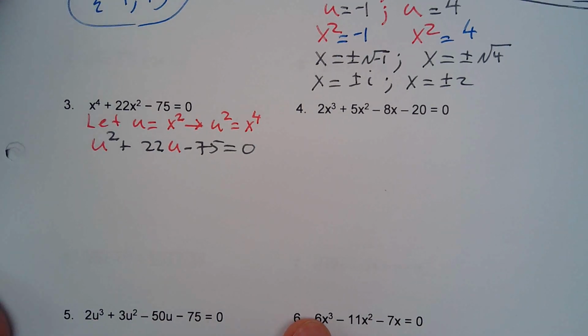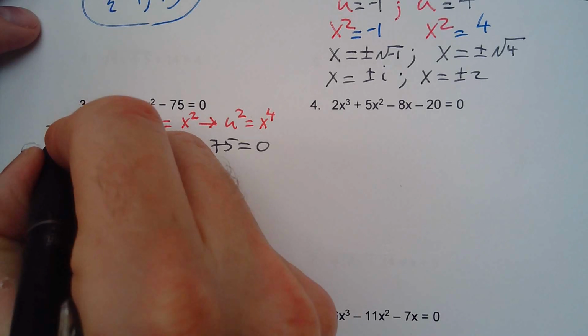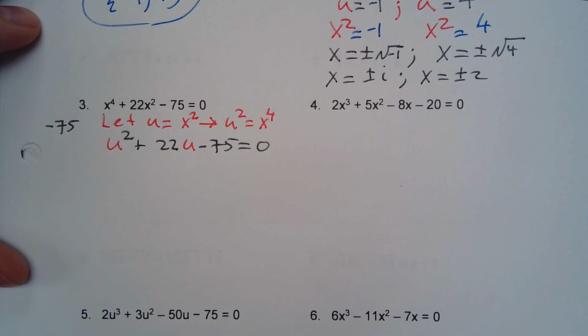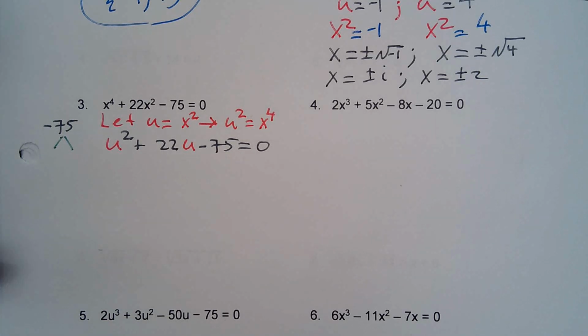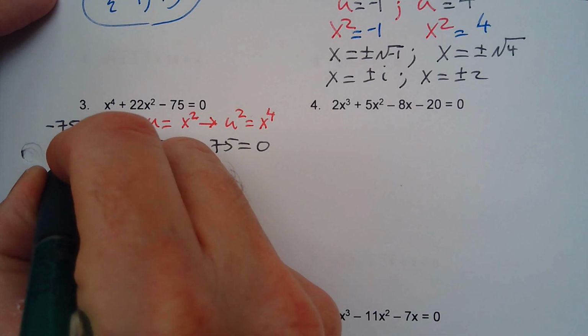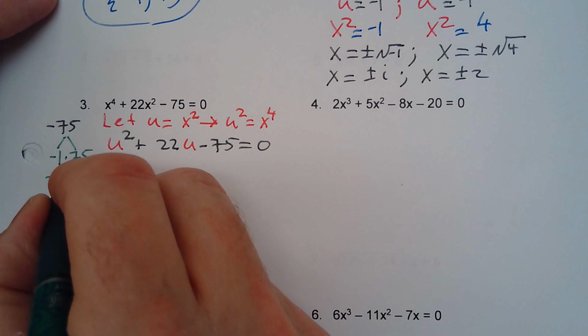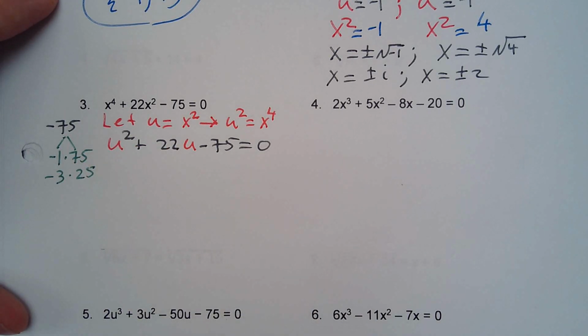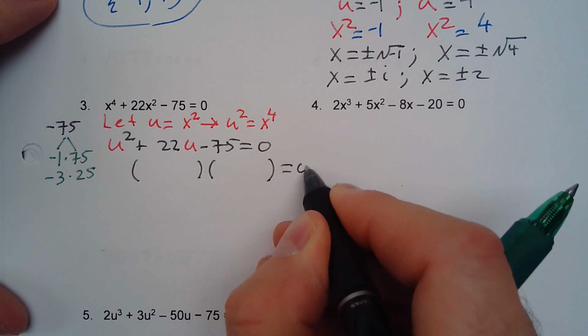And so I want to look at factors of negative 75, see which ones add up to 22. So let's see. Well, we know one factor is negative, one's positive. The 22 here is positive, so I want the larger one to be positive. So I'm going to make negative 1 and 75, that's 74. 2 doesn't go in there. Negative 3 and 25, bingo. We're right there.